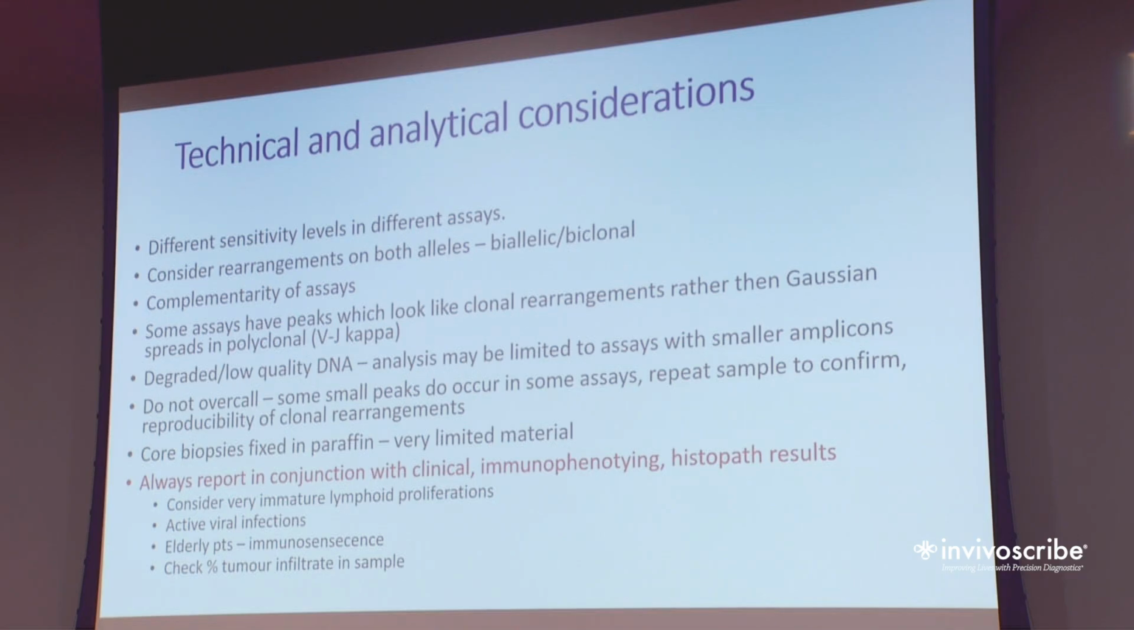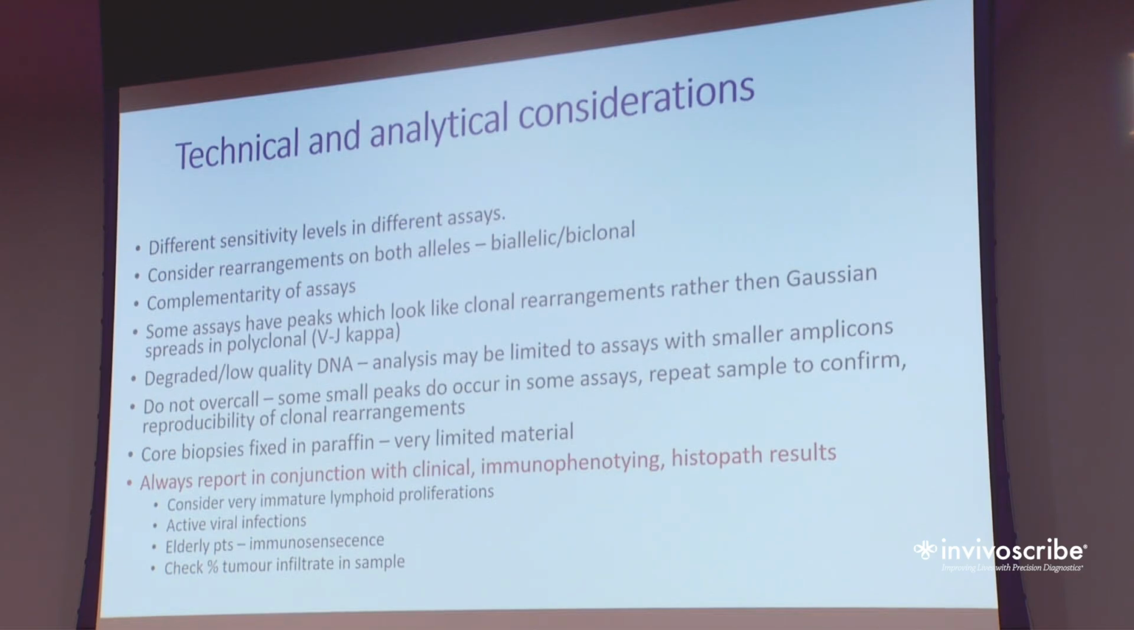So there are some technical and analytical considerations when you're looking at these. So some assays have different sensitivity than others. If you want to be interpreting them correctly as to whether you're looking at biclonal or biallelic rearrangements, you really have to have a knowledge about how many rearrangements you can get on each locus. You can get up to 4 rearrangements on the TCR beta, and you can get up to 4 in the kappa rearrangements, and they can still be indicative of a monoclonal population.